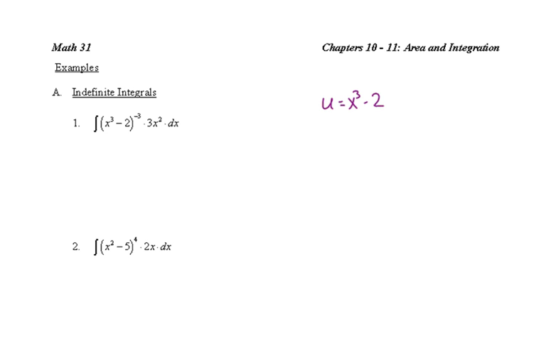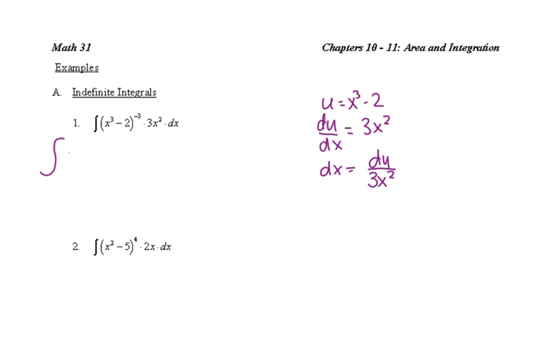Okay? So we need to figure out du dx. So what would that equal? 3x squared. Okay, so what we're going to do with this is now we're going to solve for dx. So what is dx equal to if I rearrange this for dx? du over 3x squared. So we want to change this function, instead of in terms of x, we want it in terms of u. So now we're going to sub in.